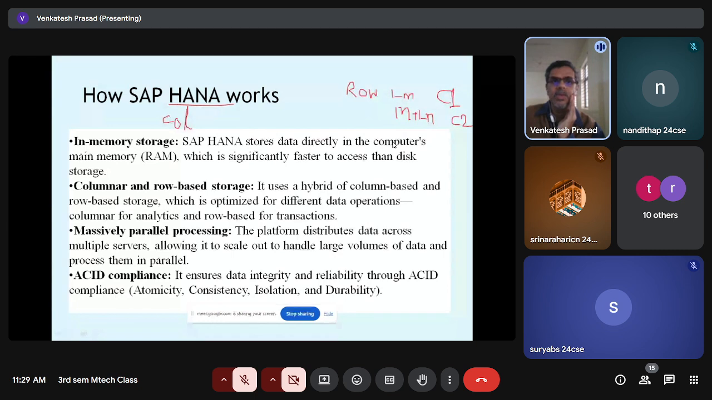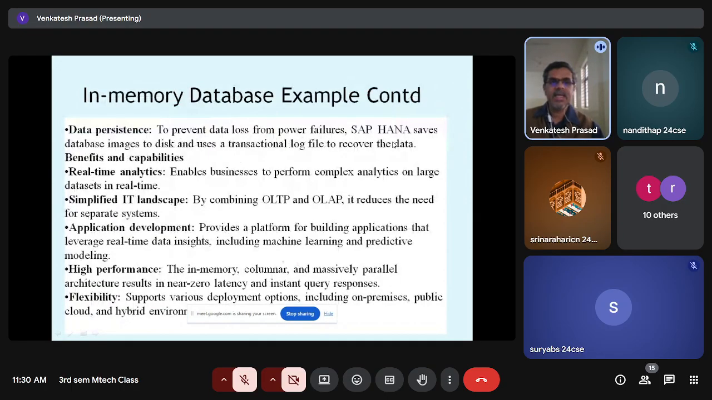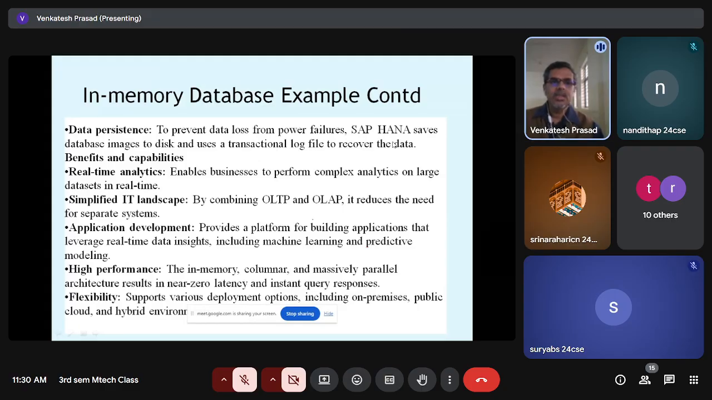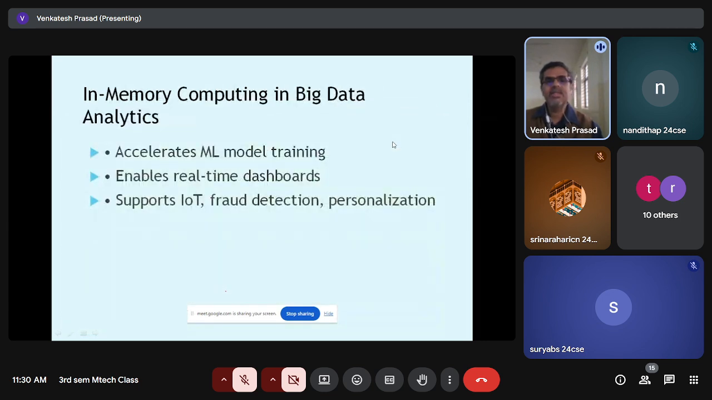I'll just put COL. It's called column-oriented storage. It prefers to store similar data in the same column for faster processing, faster storage, faster retrieval. So it supports massively parallel processing and ACID compliance. You all know these things. Then it's good for data persistence, real-time analytics, high performance, application development, flexibility. You just read all these things.